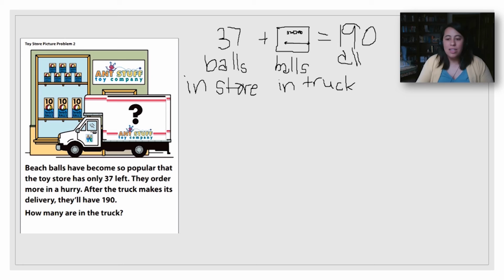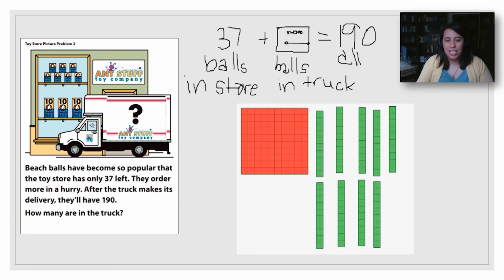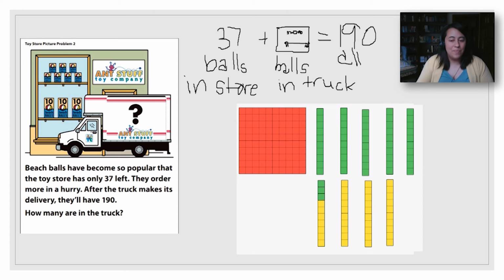So since I thought of this as a missing addend, I made a picture of 190, and then I colored in 37 to see what was left in 190 after I'd taken out that 37. So here 37 are yellow, and when I count all the rest up, I can see that there are 100, and 50, I see 5 tens, and then 3 ones, 153. So I think there are 153 balls in the truck.